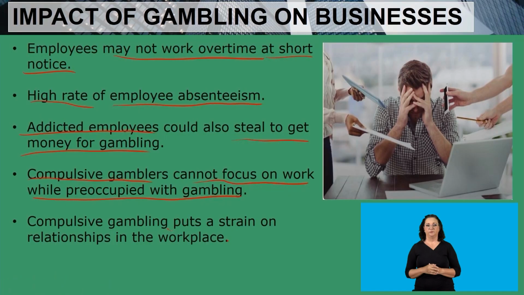Compulsive gambling puts a strain on relationships in the workplace. Obviously it puts a strain because now other workers have to perform the duties of other employees who are preoccupied with gambling instead of doing their job. So there's going to be tension in the workplace because even employers are going to be constantly on the neck of gamblers, wanting them to complete tasks on time.